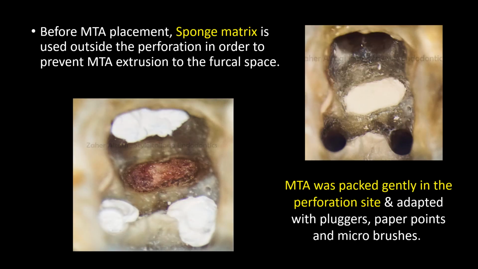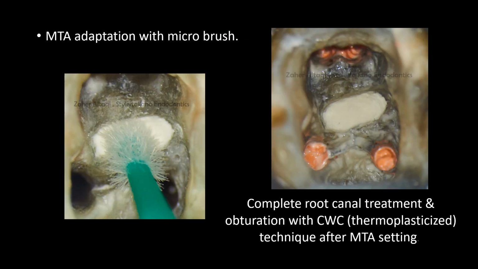Before MTA placement, sponge matrix is used outside the perforation in order to prevent MTA extrusion to the furcal space. MTA was packed gently in the perforation site and adapted with pluggers, paper points and micro brushes. MTA adaptation with micro brush. Complete root canal treatment and obturation with CWC technique after MTA setting.